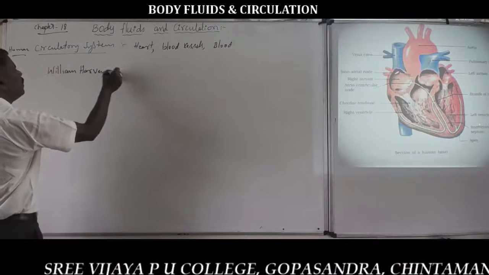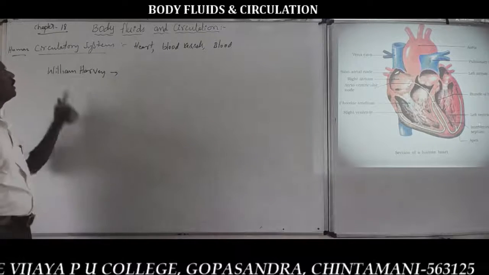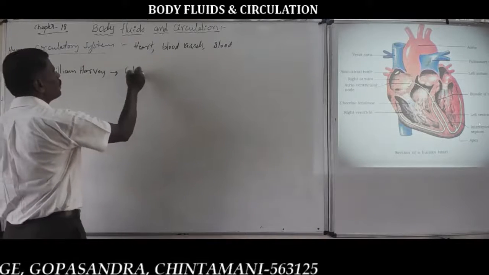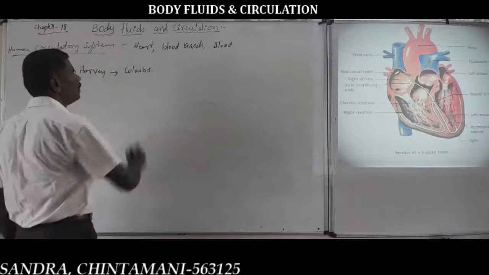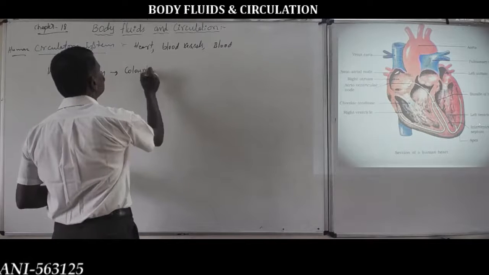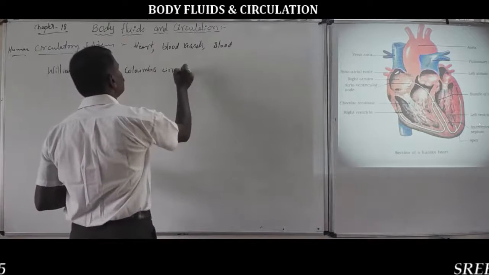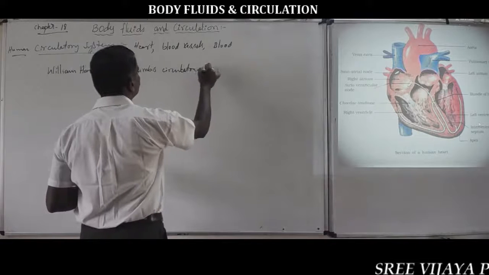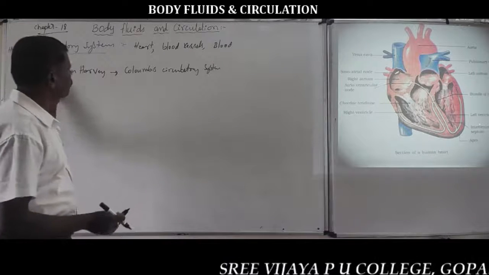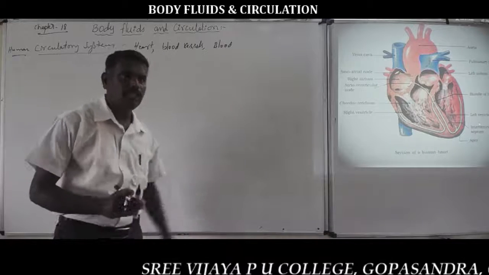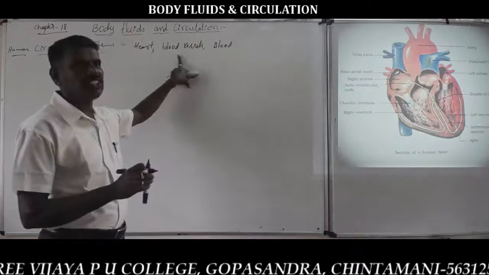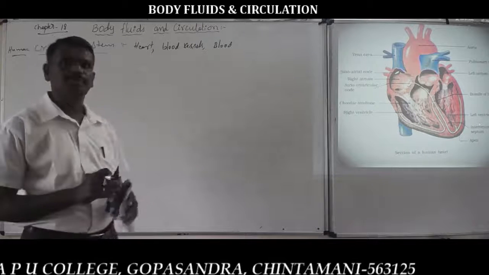William Harvey, who discovered the circulatory system in humans, is hence called the father of the circulatory system. He defined how circulation occurs in the body, with the blood circulating through the blood vessels by the help of the heart.